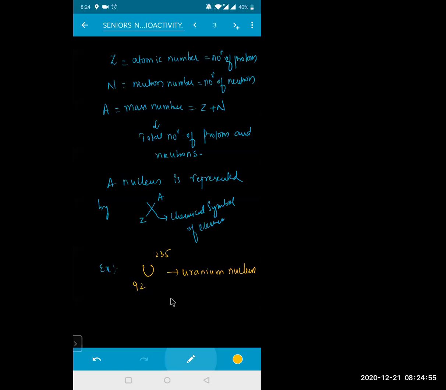So 92 protons and 143 neutrons. Here A is 235, which equals the atomic number Z, 92, plus the number of neutrons N. So this gives 143.